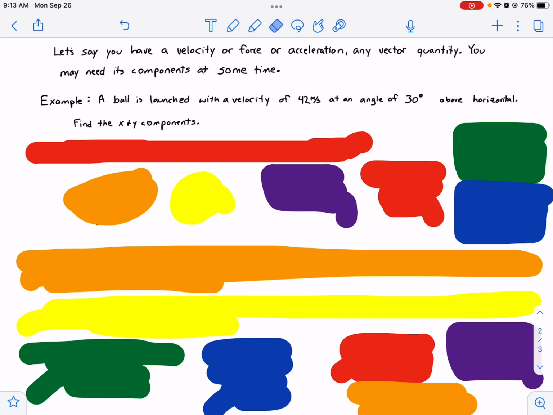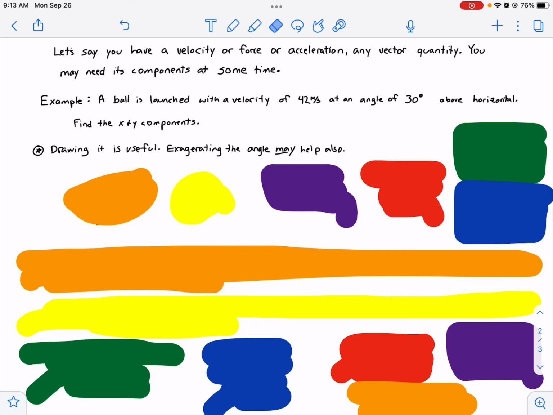Okay. So a drawing is incredibly useful. If you have not been drawing pictures of what you're working on, then you are shortchanging yourself. And so I drew a picture, and it may not be accurate, but that's okay. Exaggerating the angle may help you figure out some things later on. Your angles don't have to be perfect. So here's my 30-degree angle. It's fine if it's not right.